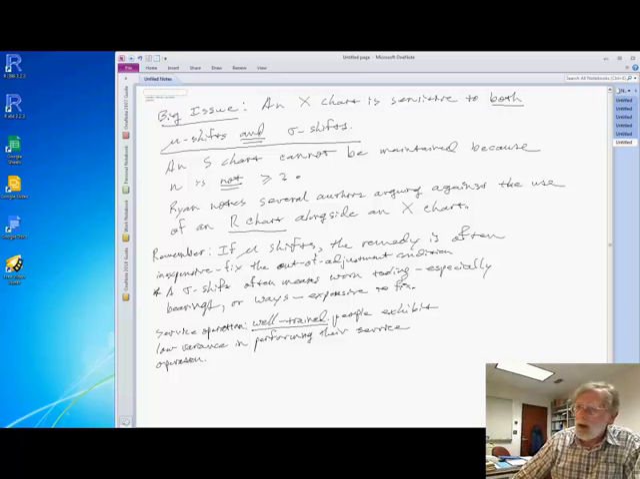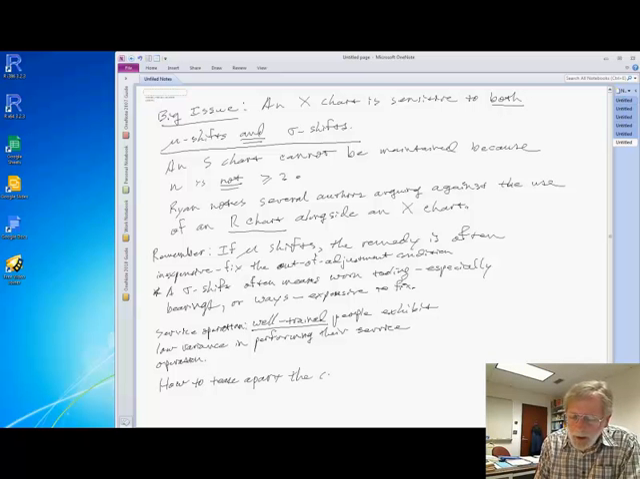So if we're cruising along with our X chart and we get a signal, it's going to be really interesting to us as to whether or not the mean is shifted or the variance has gone up, the standard deviation, the square root of the variance. So how to tease apart the cause of an X chart signal.